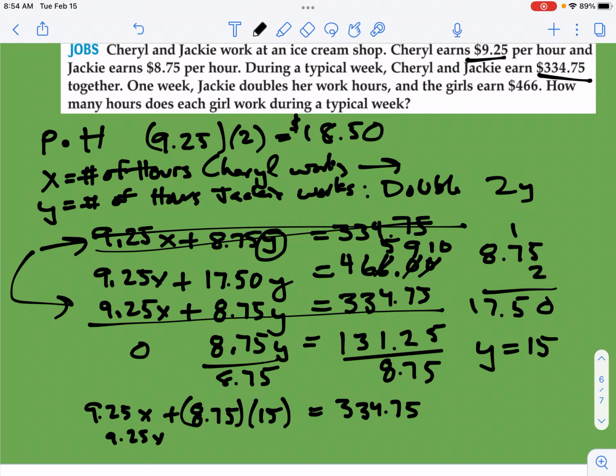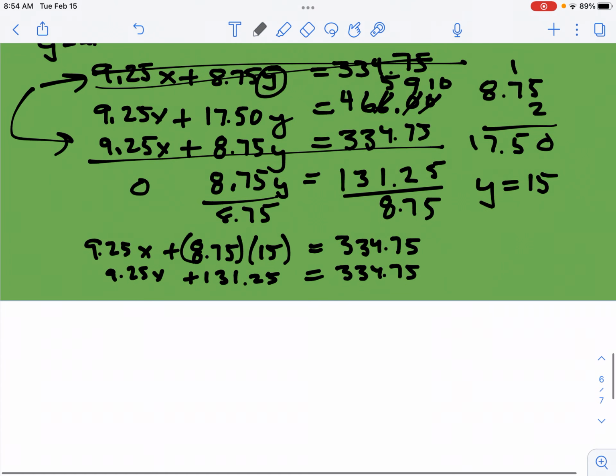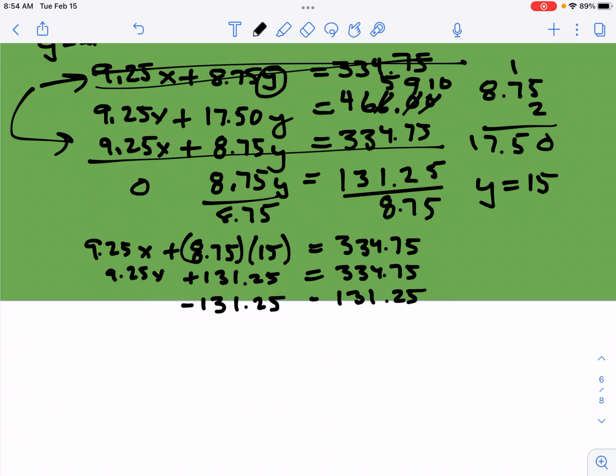It's 131.25. That's what's great about this. All right? So plus 131.25 equals 334.75. Sorry, I'm going into the white now. So that means that I'm going to subtract 131.25 from both sides, right? It's the same process, even though the numbers are not nearly as welcoming, right?